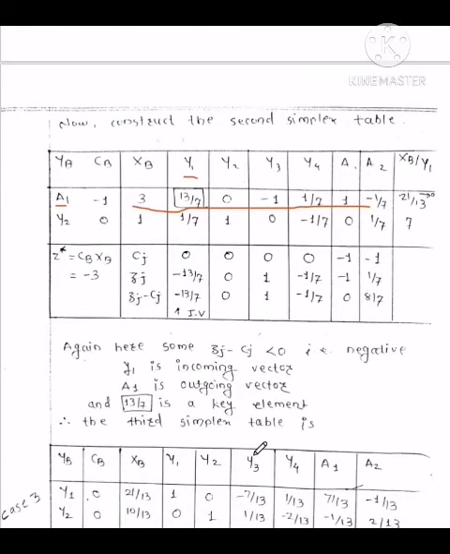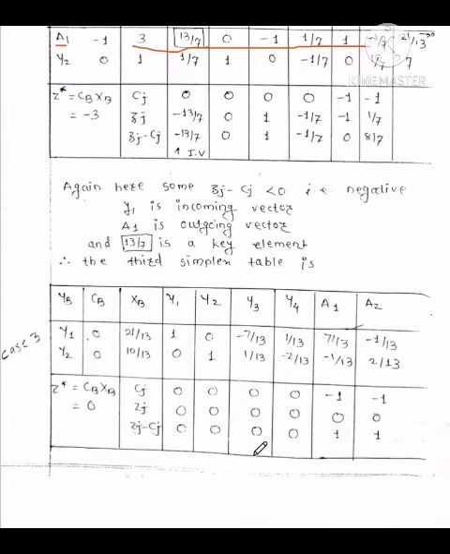Now we will construct the third simplex table. What are the changes in yb? a2 is replaced by the incoming vector, that is y1, y2 as it is. So the corresponding cb value is 0, 0. So xb is obtained by dividing this element by the key element.